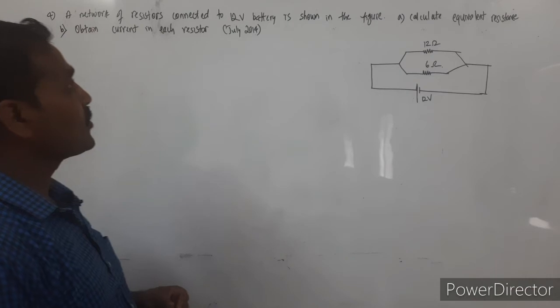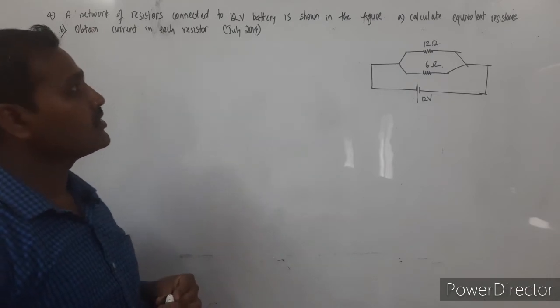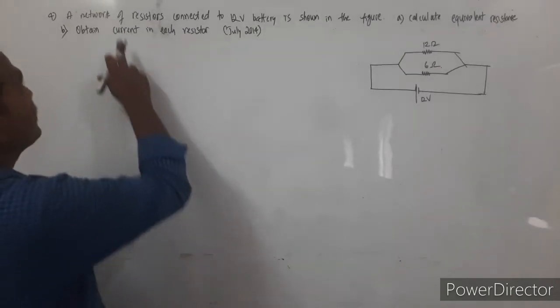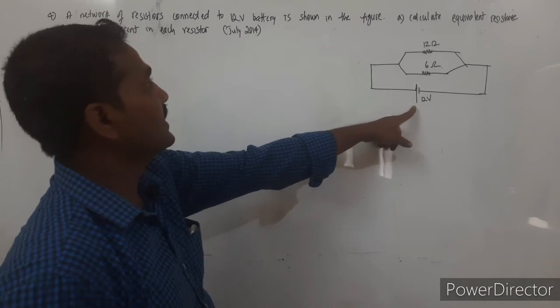Let us look at the next problem here. This problem was asked in the question paper of July 2014. They have given a network of 2 resistors connected to a 12 volt battery as shown in the figure.